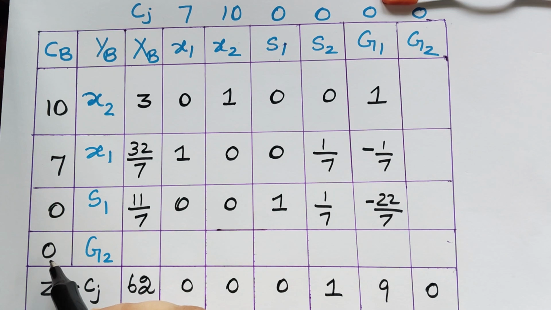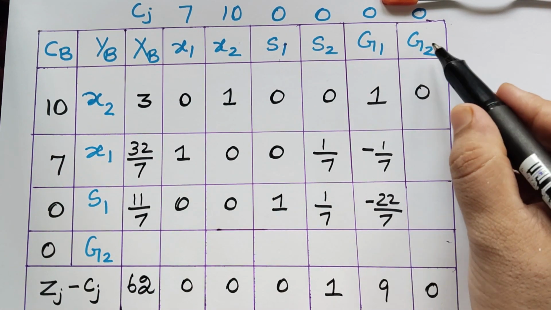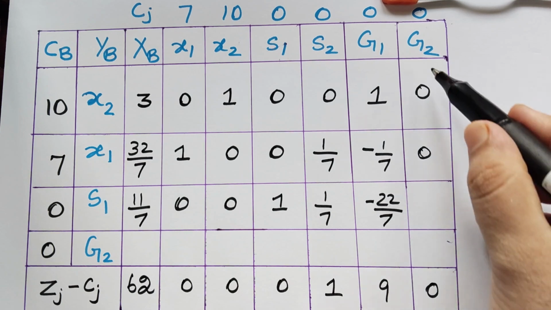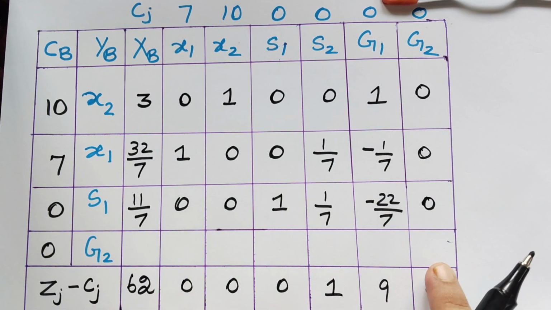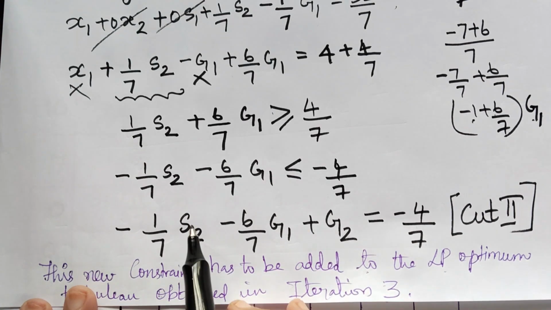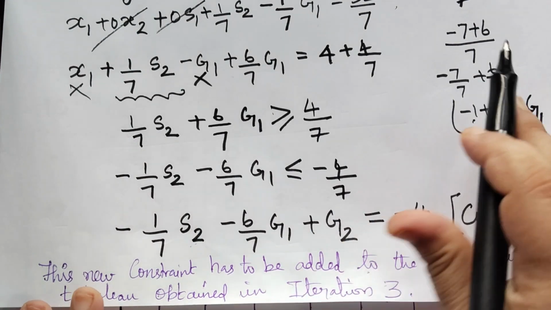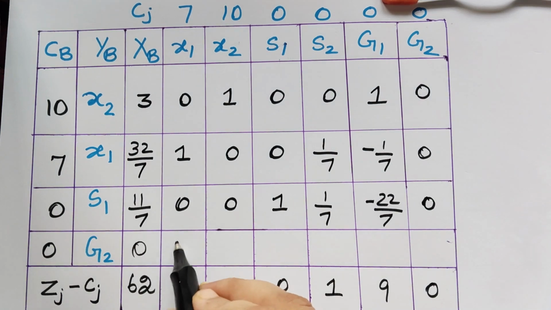Now in the first constraint, since it is a slack, this will have 0 only. Here also it will be 0. Whereas this row alone we have to fill from the previous constraint that we have recently obtained, that is the cut 2. What is that constraint? This one. We don't have x1, x2, s1 over here, so all that will have 0 only.